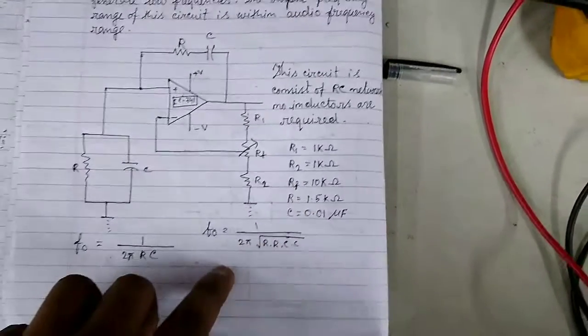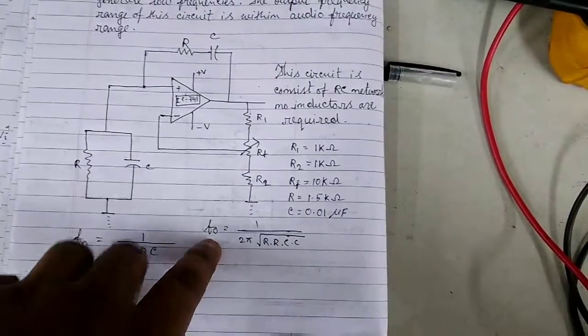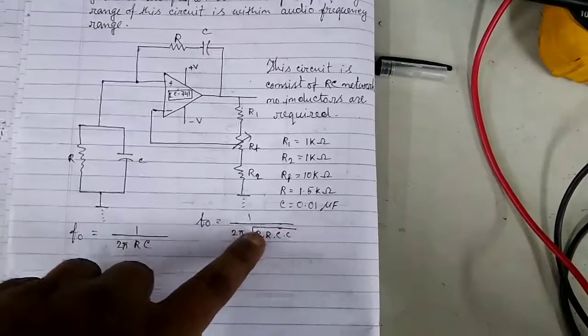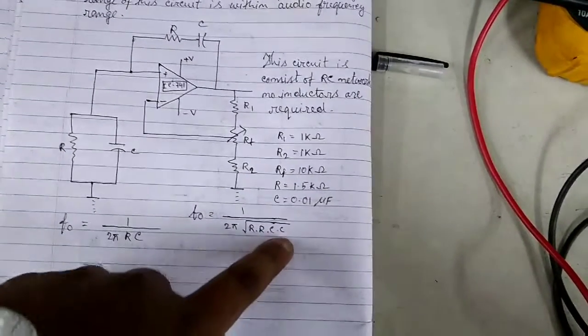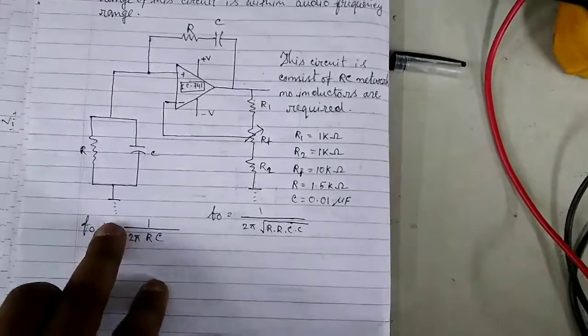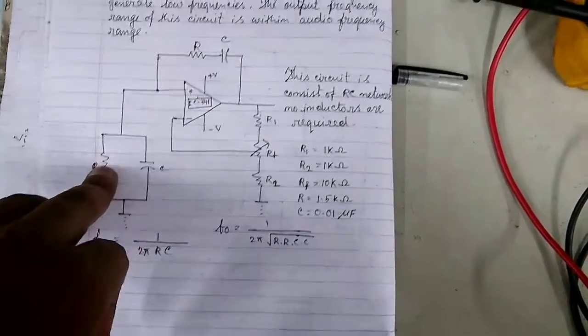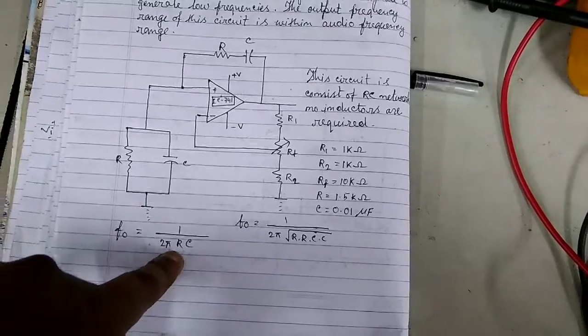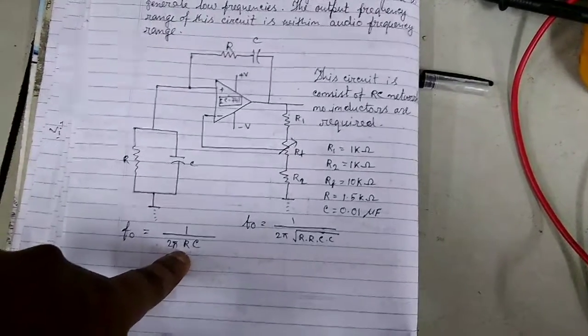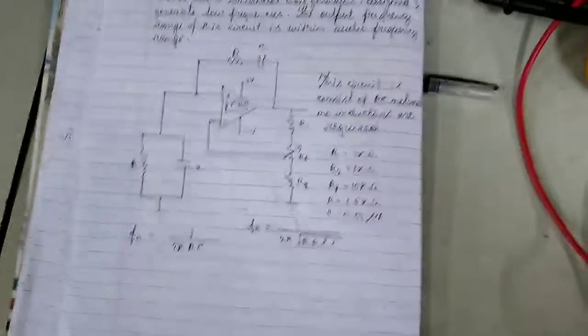So the output frequency becomes f0 is equal to 1 by 2 pi root over R into R and C into C. Because we have connected 2R and 2C here, finally we get 1 by 2 pi RC. It is the final output frequency.